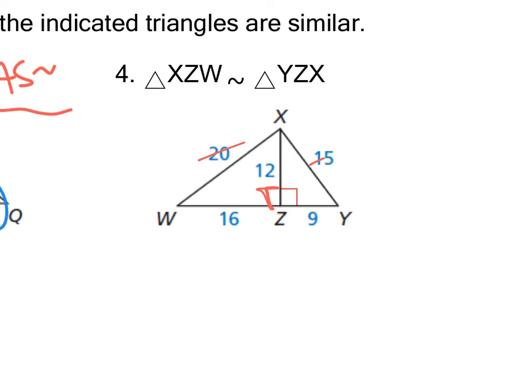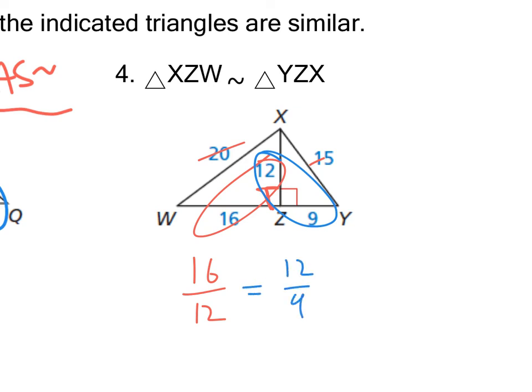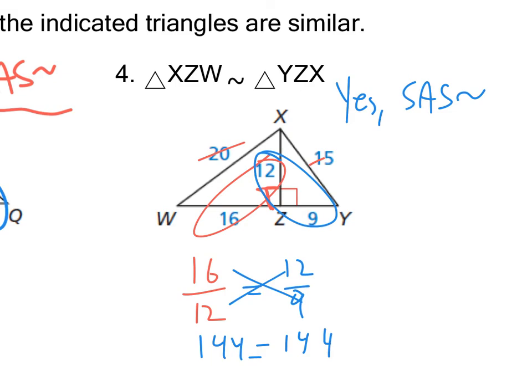So looking at this left-hand triangle, we have a 12 and a 16. Let's make a fraction out of that. And then looking at the right-hand triangle, the two sides that make up that right angle are 12 and 9. And the question is, are those equal? If they are, then we have what we need. And if we cross multiply, that's 144. 9 times 16 is 144. So yes, by side angle side similarity, they are similar.